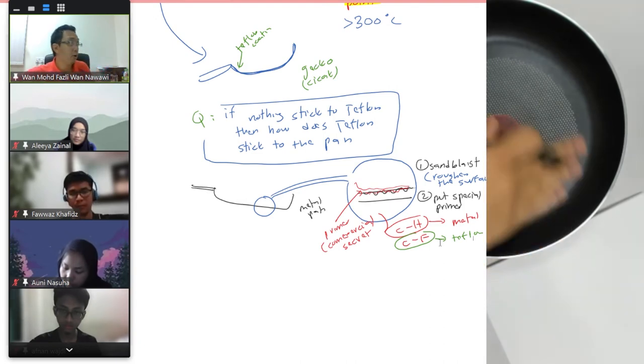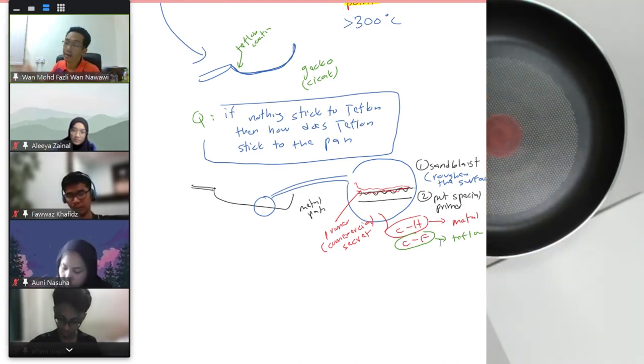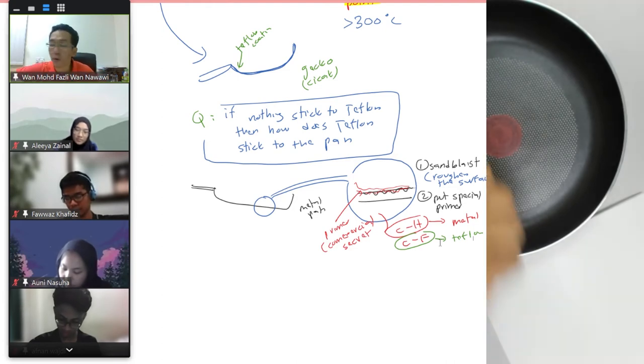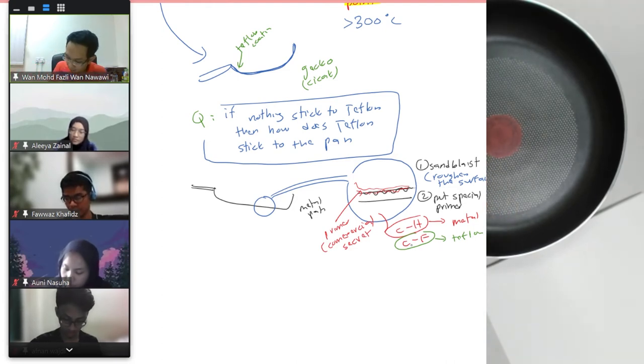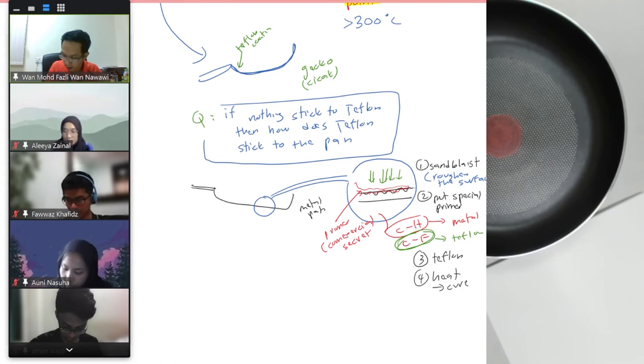So they put the primer on, and after that they take the liquid Teflon and pour it. Because the primer has this CF bond, the Teflon will see their friend there, so they will attach to that. Then they put the Teflon on top of that. Normally they then heat it until it cures lah, until it cures.